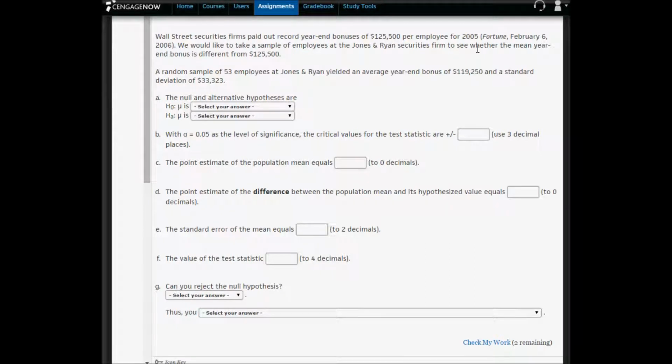In problem 4, we want to know if year-end bonuses are different than 125,500. So this is a two-tailed test. If the mean year-end bonuses of a particular company is different than 125,500, then the alternative hypothesis is true, and it would be mu is not equal to 125,500. The opposite of that is mu is equal to 125,500.